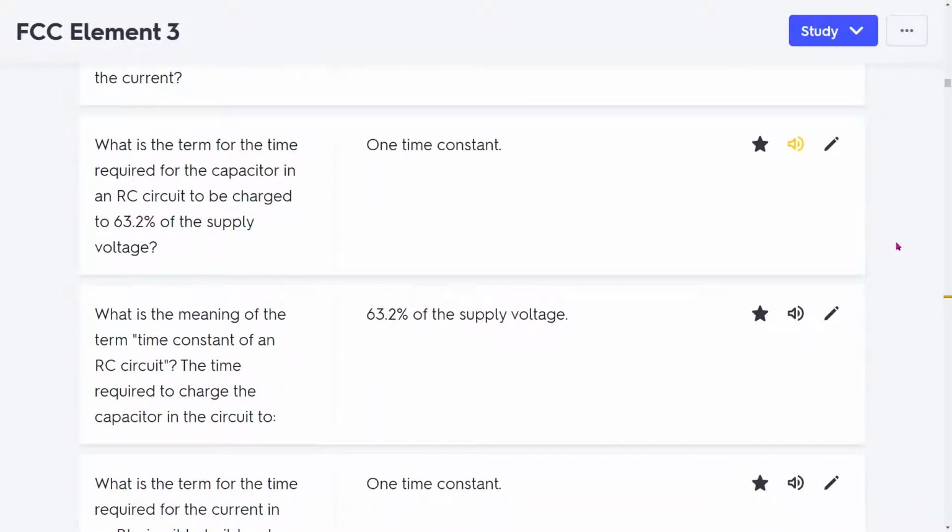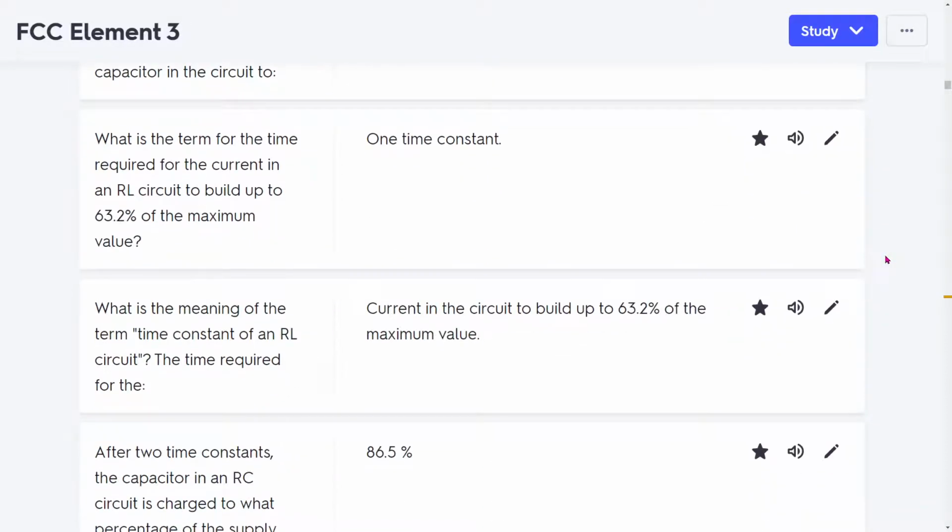What is the term for the time required for the capacitor in an RC circuit to be charged to 63.2% of the supply voltage? One time constant. What is the meaning of the term time constant of an RC circuit? The time required to charge the capacitor in the circuit to 63.2% of the supply voltage.